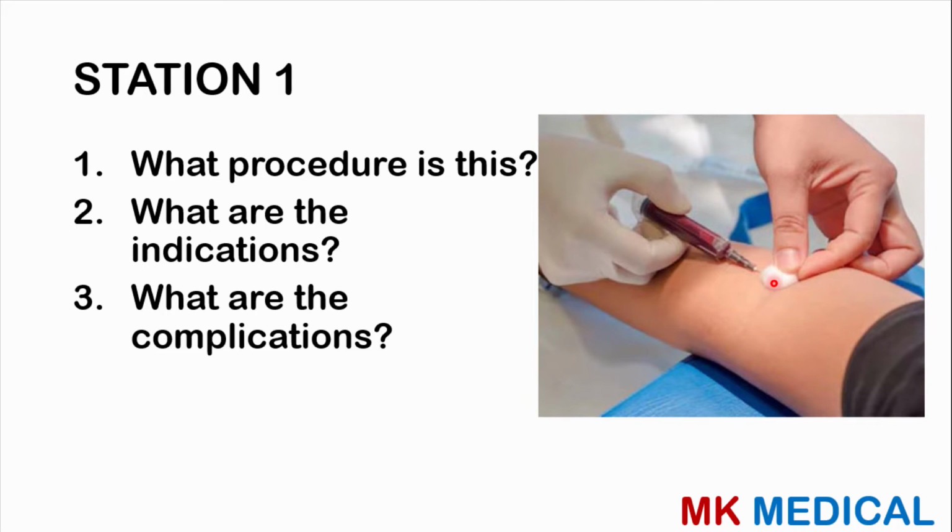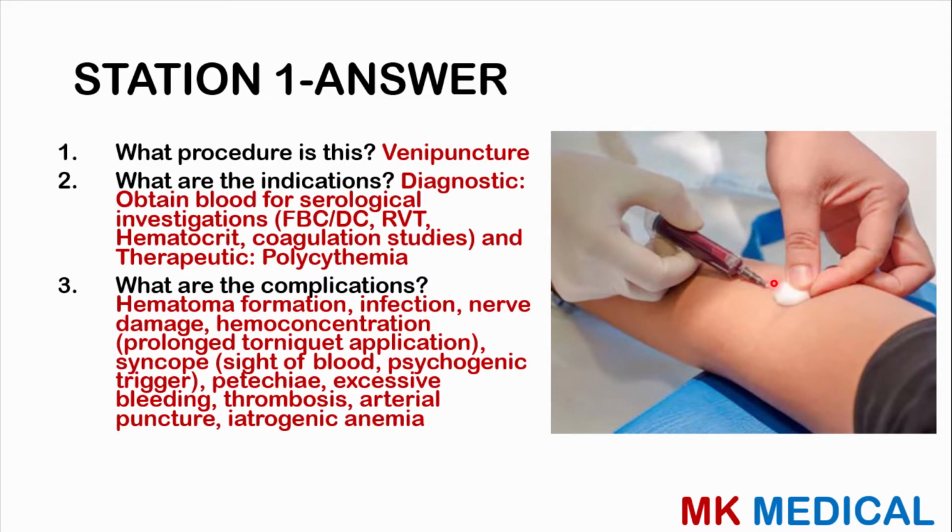So here comes the answer. So this is obviously a vena puncture. Indications could either be diagnostic, where we want to obtain blood for some serological investigations, such as a full blood count or a complete blood count with a differential count, a retroviral test, hematocrit, even coagulation studies.